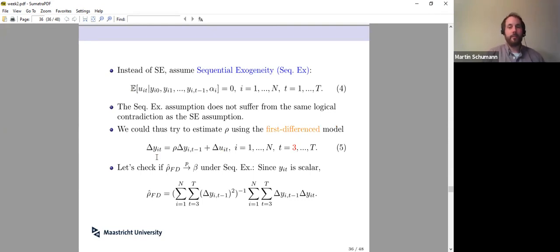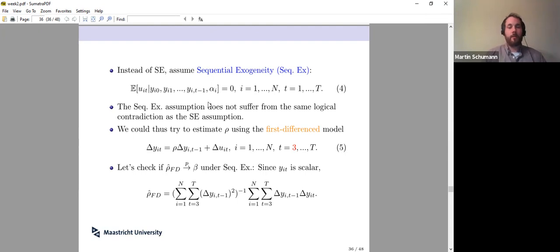The alternative that is mostly used is the sequential exogeneity assumption, where the difference is that now we let u_it be uncorrelated with all the lags of y up to the y from the previous period. So we don't have contemporaneous y's here and we don't have future y's.